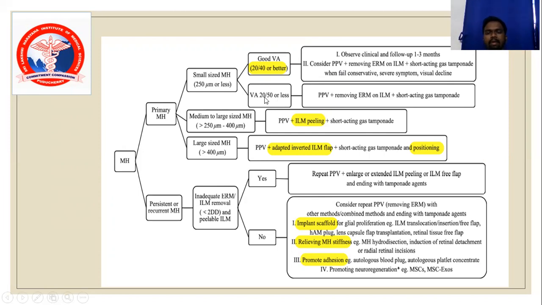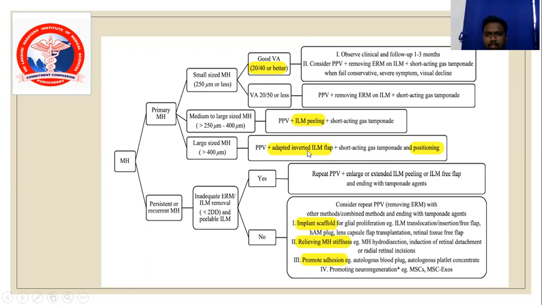A patient with a visual acuity of 6/12 or 6/18 or worse can very well undergo a pars plana vitrectomy with an ILM, or inner limiting membrane, peeling with application of a short-acting gas tamponade in the vitreous cavity. A moderate-sized or medium-sized macular hole can very well be treated with an ILM peeling after doing a pars plana vitrectomy with a gas tamponade.